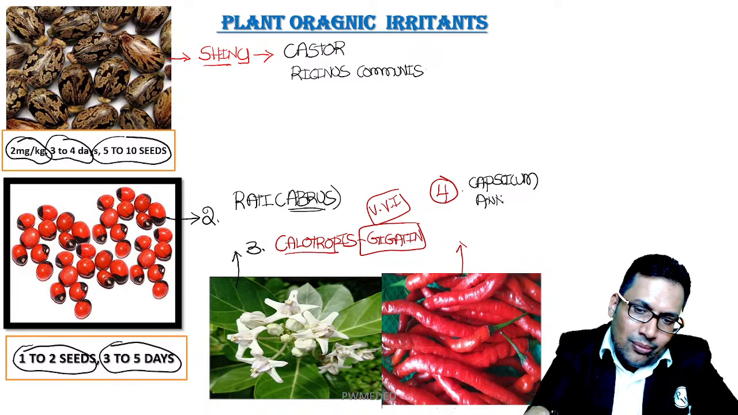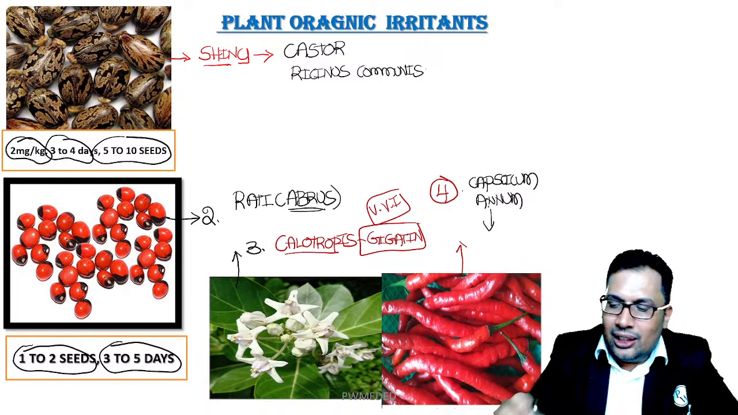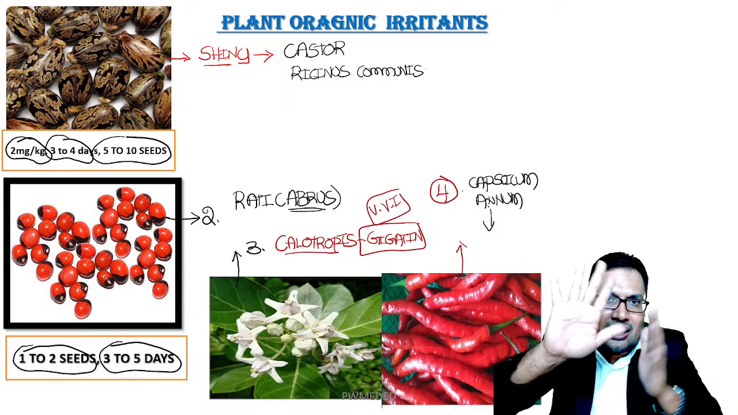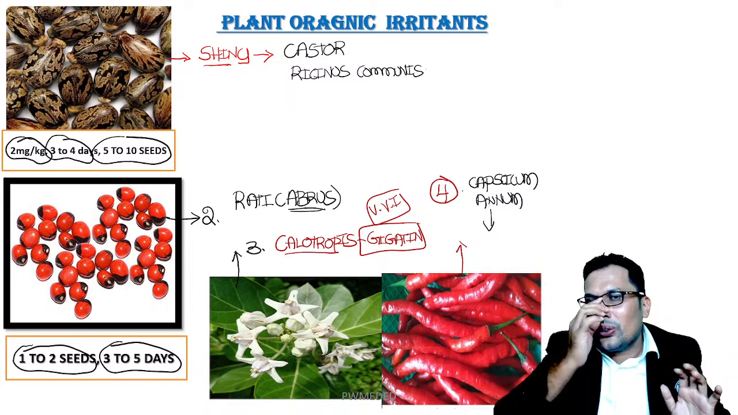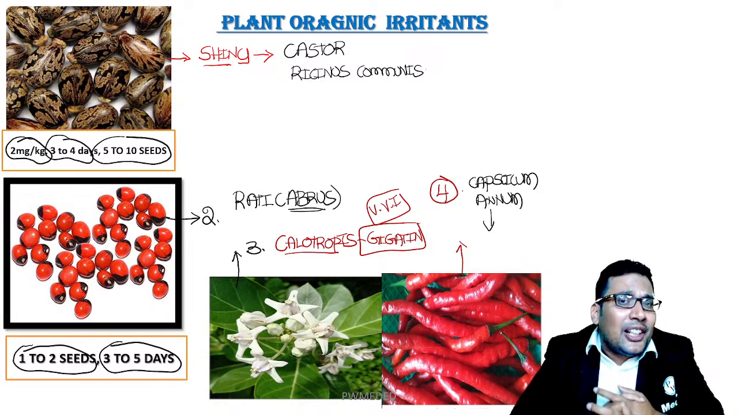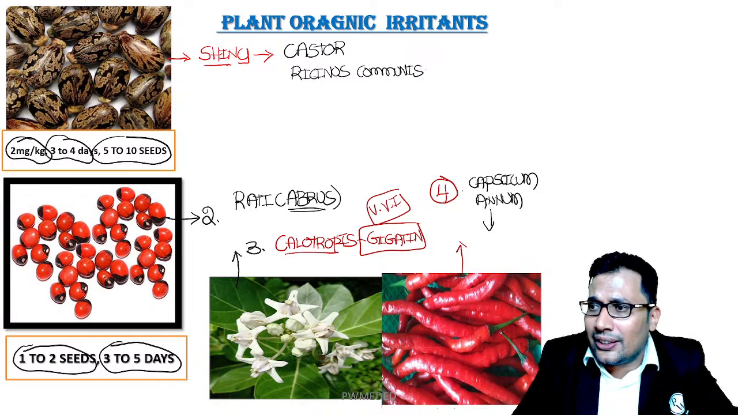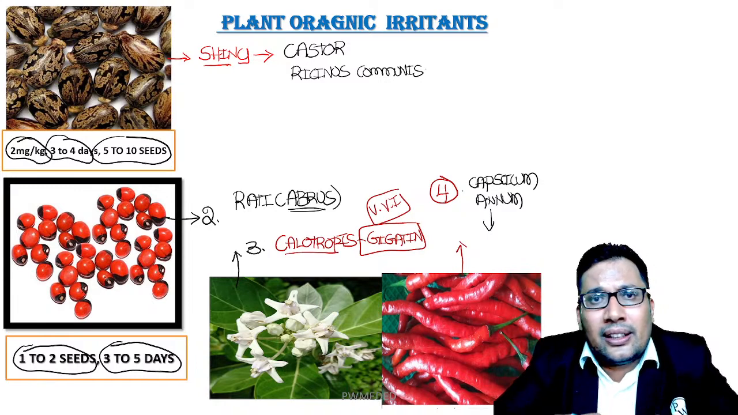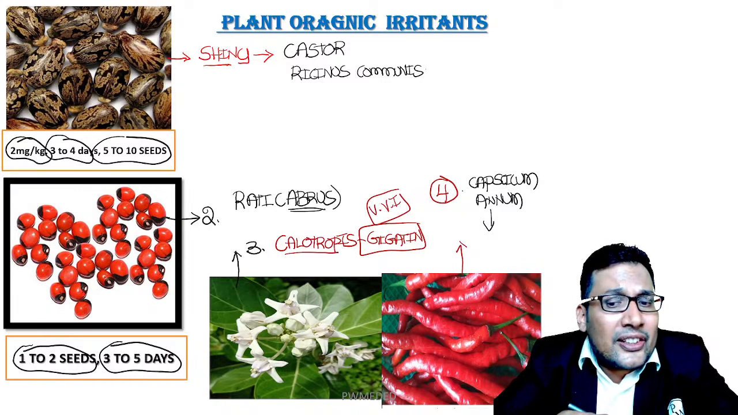Capsicum annum. It produces a condition which causes dermatitis over the fingers, especially in cooks and chefs. What is the condition known as? Can anyone guess? What is the condition caused by capsicum annum seeds known as?